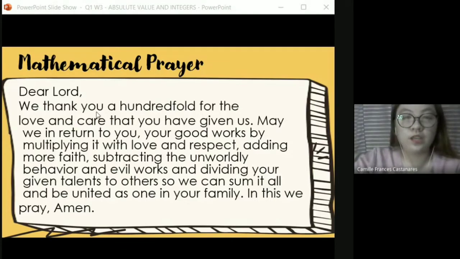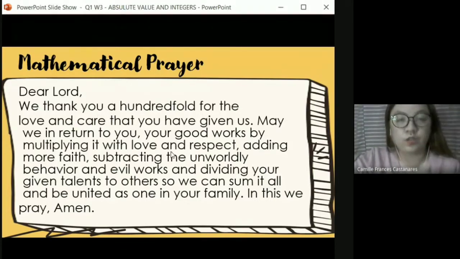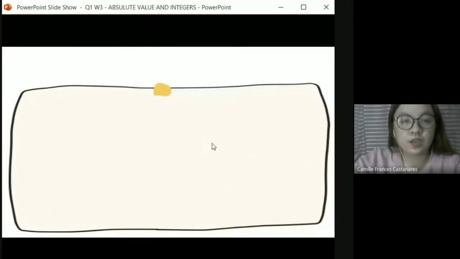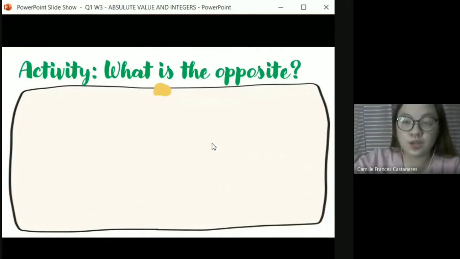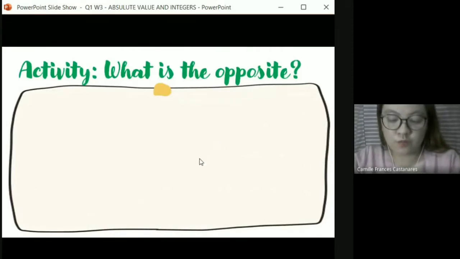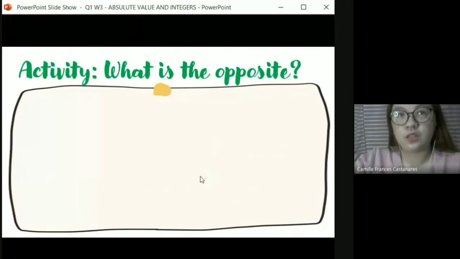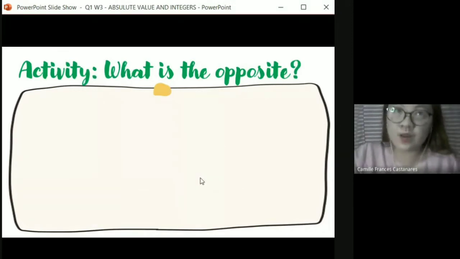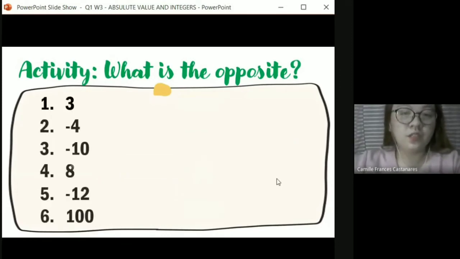Okay, thank you. So now let's start our lesson for today. So let's have this activity. What is the opposite? Alam niyo ba kung ano ibig sabihin ng opposite? In Tagalog, kabaliktaran.